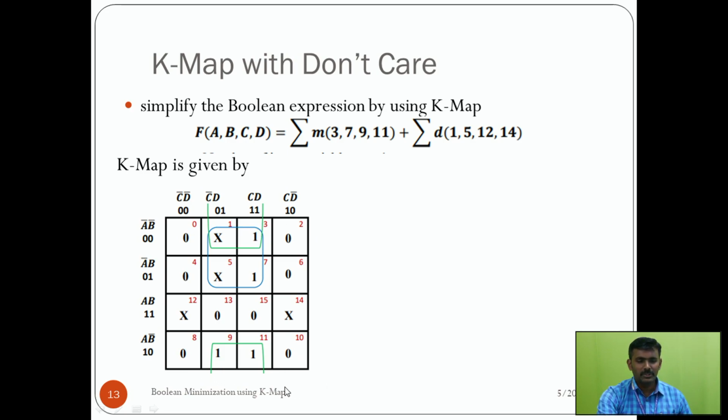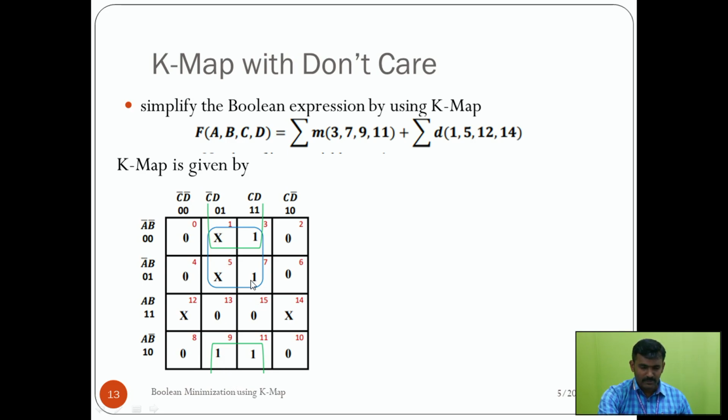Now we are going to group it. If required, we will consider x as 1. See here, 3 and 7 are adjacent, but adjacent to these two are 1 and 5, which are x and x. X can be taken as 1 or 0. So here I am considering both x's as 1. Therefore, I am covering them with one quad.